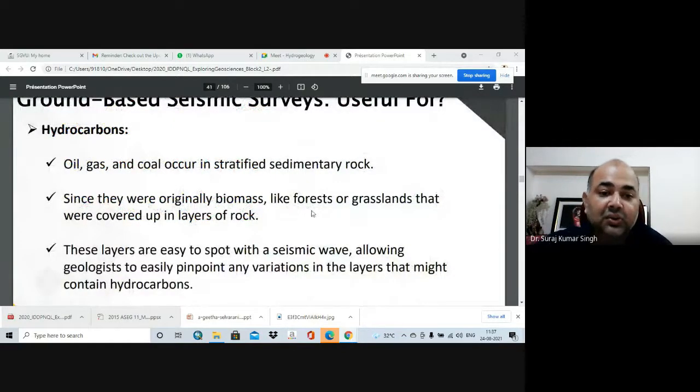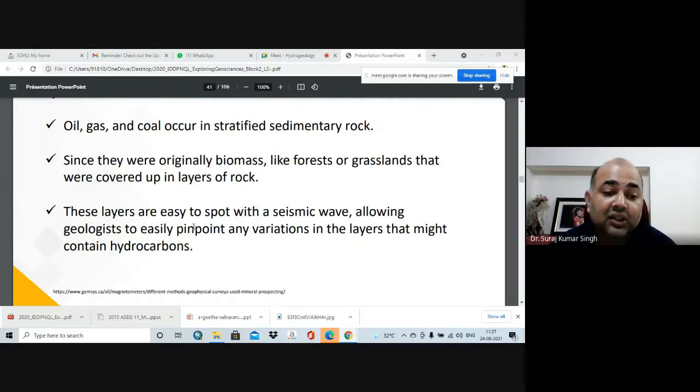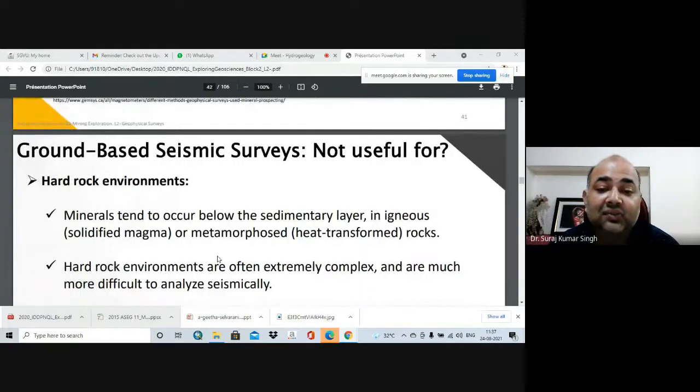And finally, you will be using this for hydrocarbons like oil, gas and coal, which occur in stratified sedimentary rock, since they originally were biomass like forests or grasslands that were covered with layers of rocks. These layers are easy to spot with seismic waves, allowing the geologist to easily pinpoint any variation in the layers that might contain hydrocarbons. So using this method, you can easily identify the different resources that are hiding beneath the ground, and you can see the various earth features that are located beneath the ground.